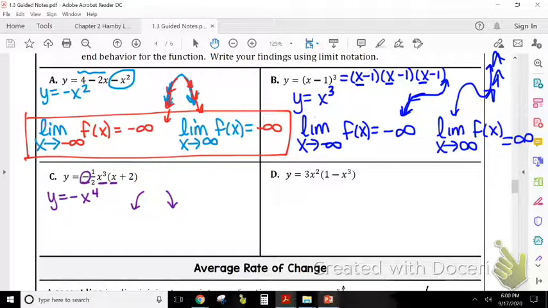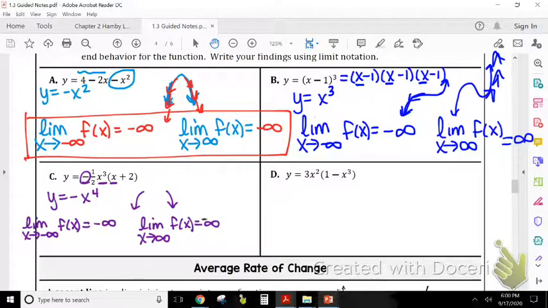We don't know what's happening in the middle. It could be W-shaped. It could just have a little slant. We don't know for sure, but we're just talking about the end behavior. So on this one, I have the limit as x goes towards negative infinity. And as I go towards the left there, I can see my graph is going down to negative infinity. And then we have the limit as x approaches positive infinity to the right. My graph is also going down to negative infinity.